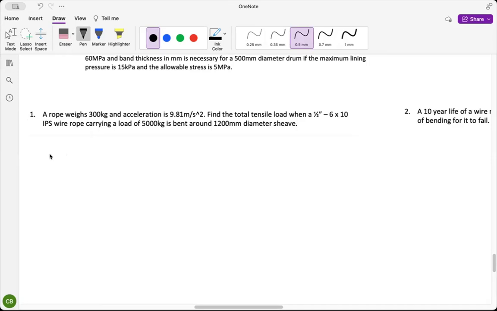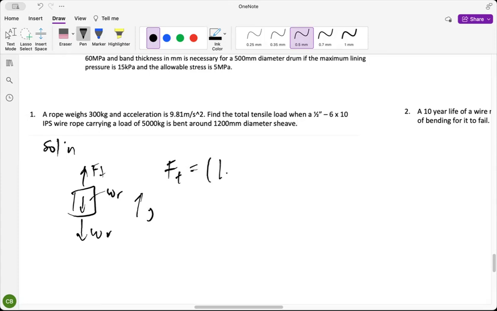So from the materials that I've sent to you, in order for us to get the tensile load, we have our visualization first. You have this. So you have the tensile load here. Then you have the weight of the load. And then you also have the weight of the rope. And then you have the acceleration. Okay, so we have Ft. The formula is Ft is equal to the weight of the load plus weight of the rope times 1 plus the acceleration over the gravitational acceleration.